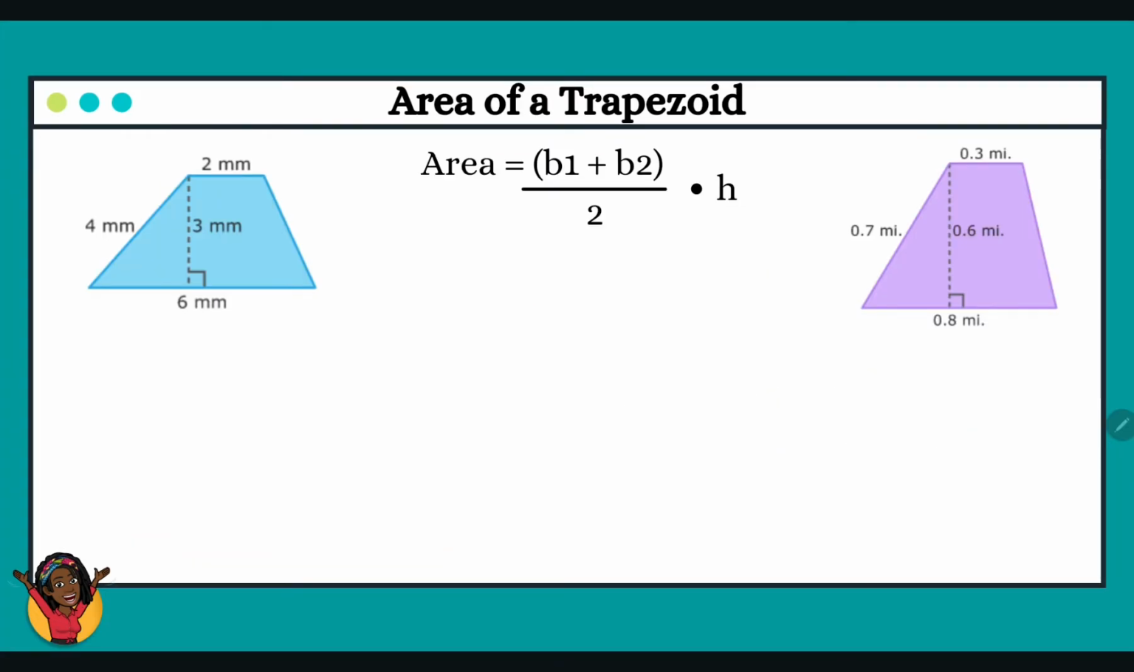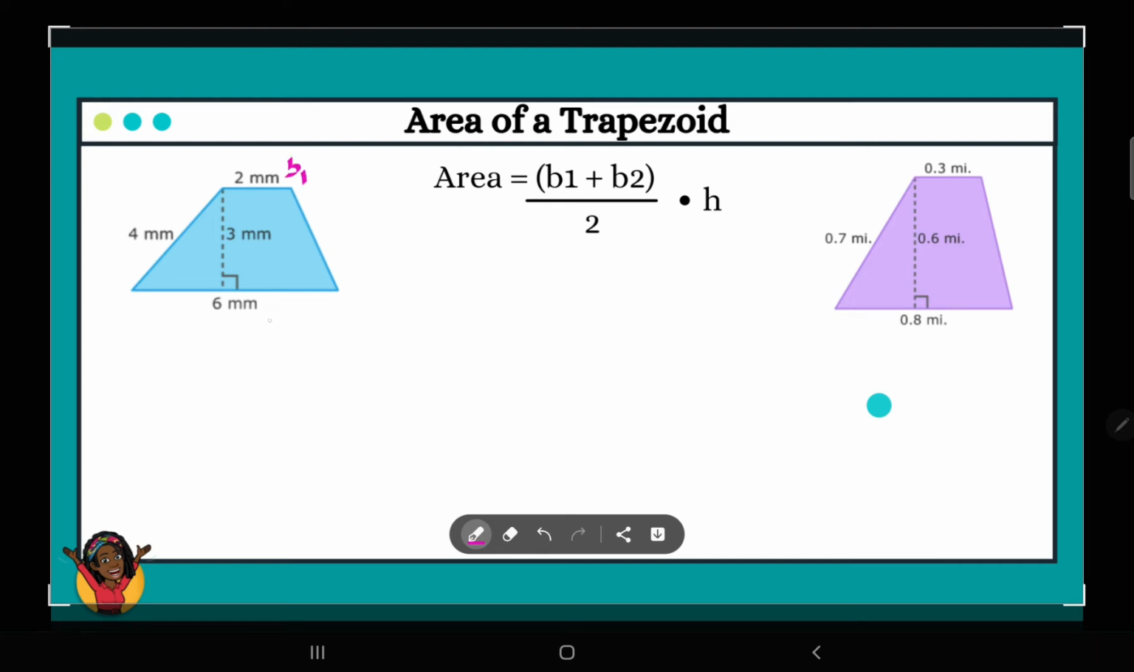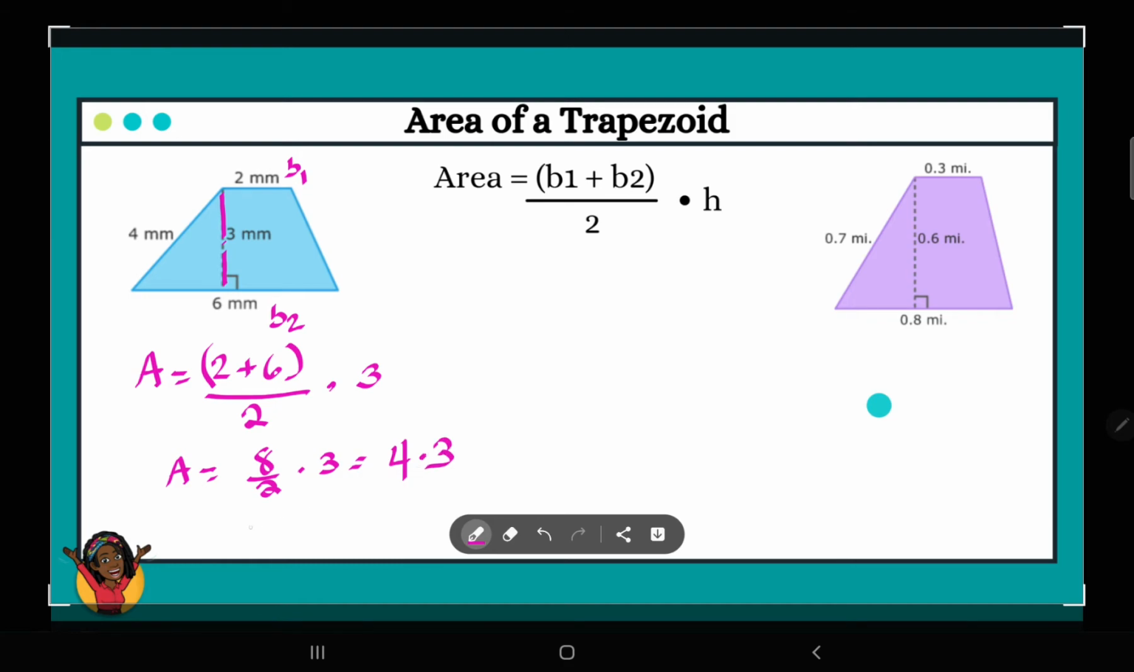Our next example, we're going to label our B1 and our B2. And then we're going to plug this into the formula. So A is equal to B1 plus B2 divided by 2 times the height, which is the height that's perpendicular to the base, and that's 3 in this example. 2 plus 6 is 8 divided by 2 times 3. So that's 4 times 3. So the area of this trapezoid is 12 millimeters squared.